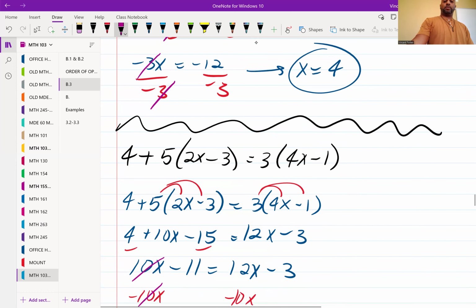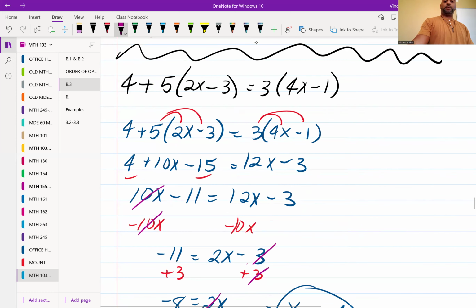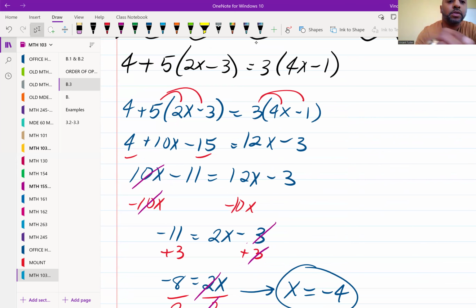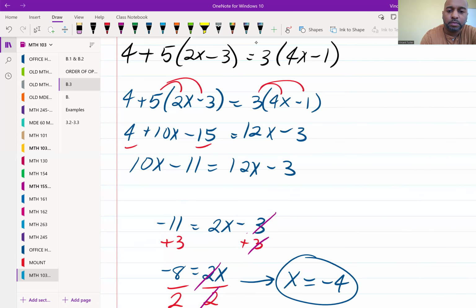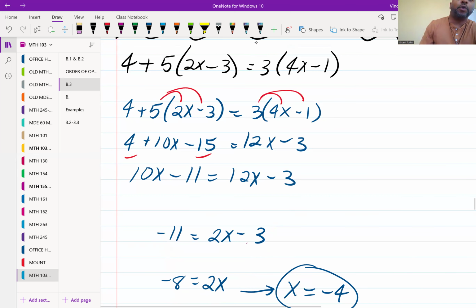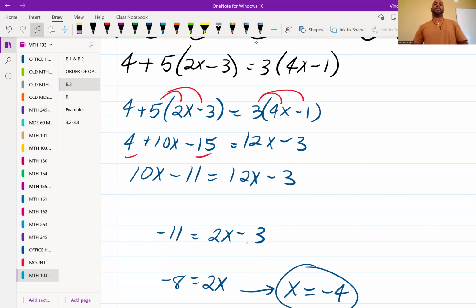All right, next one's a little more adding to it. Same thought process though. So let me erase some of this stuff. All right, so we have 4 plus 5 times the quantity of 2x minus 3 equal to 3 times the quantity of 4x minus 1.